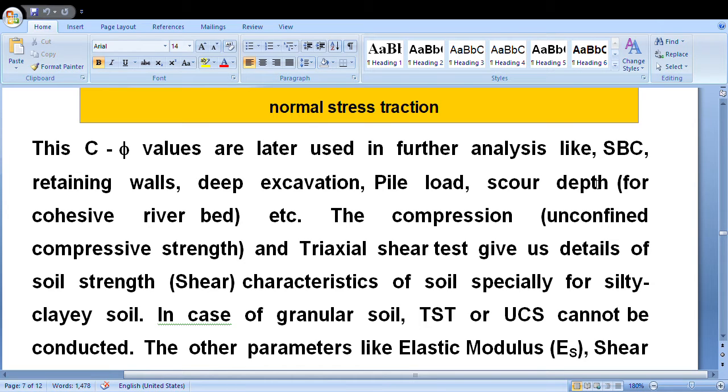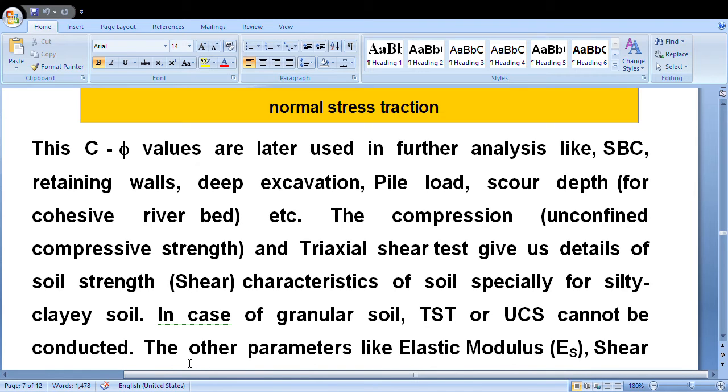C and phi results. The unconfined compressive strength and Tri-Axial shear strength tests give us details of our soil strength, the shear characteristics of soil, especially for silty clay soil. In case of granular soil, neither the Tri-Axial shear test nor the unconfined compressive strength test can be conducted.